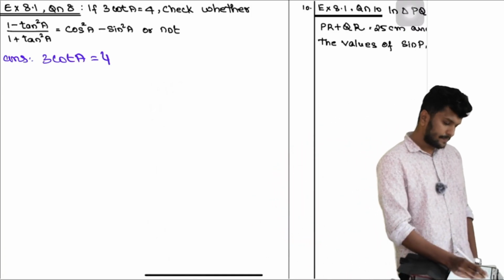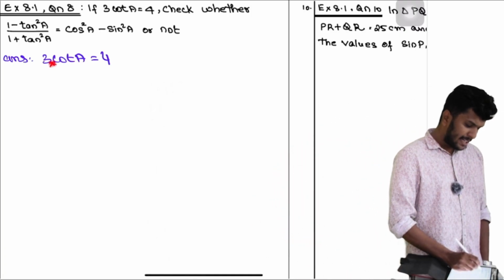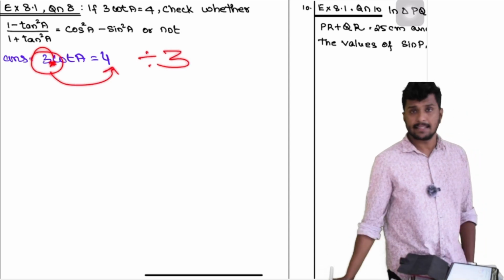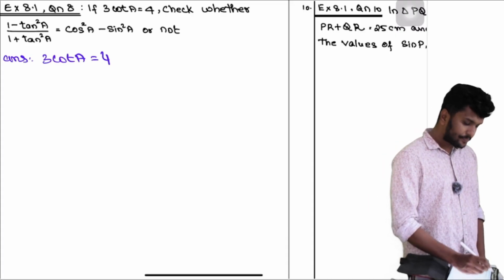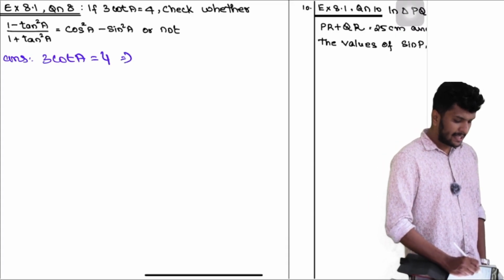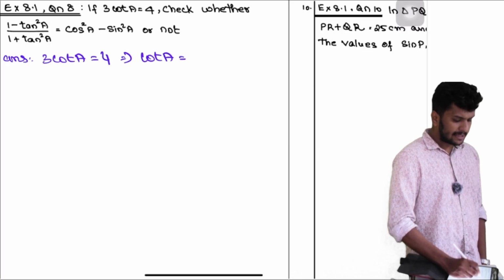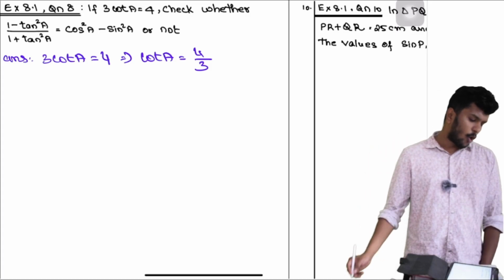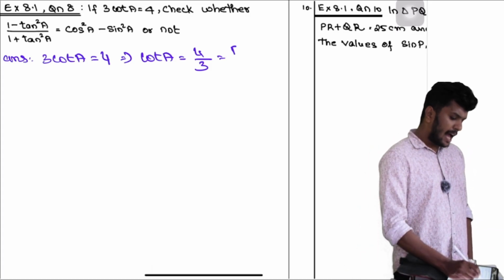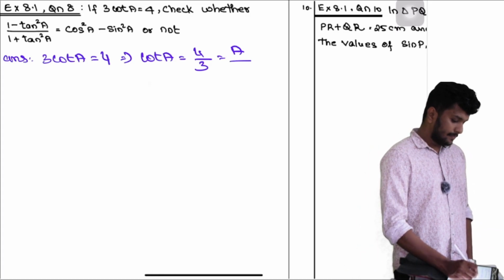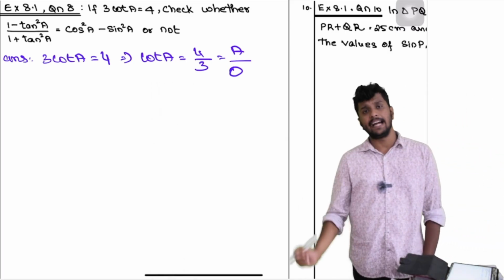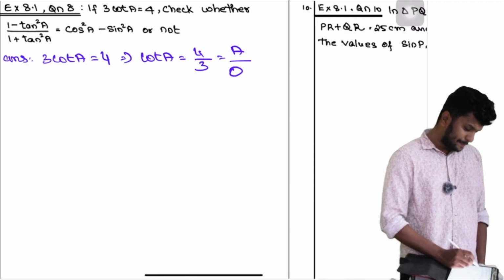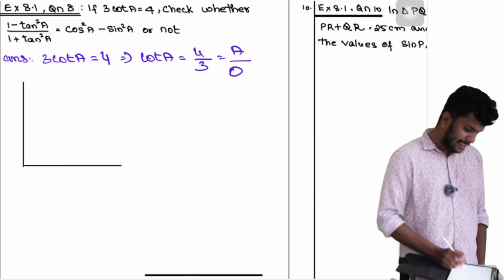So here, multiplied by cot A, multiplied by 3, when you shift towards right, it becomes divided by 3. You all have to know that. So that implies, how can I write? Cot A equals 4 by 3. Cot A equals 4 by 3 means what? Adjacent side 4, opposite side 3. Now take the right triangle. Let's draw the right triangle together.